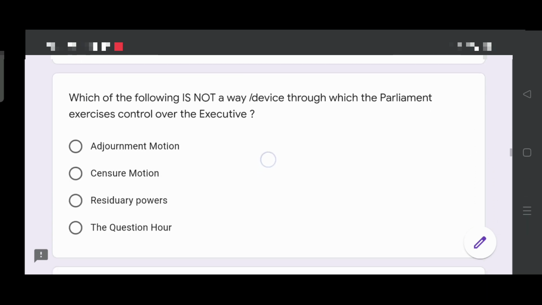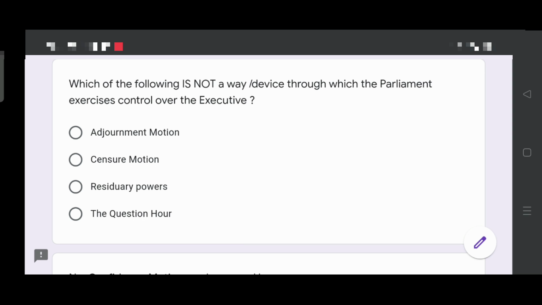Which of the following is not a way or a device through which the Parliament exercises control over the executive? Adjournment motion, censure motion, residuary powers or the question hour. What is the right answer? Residuary powers is the right answer.